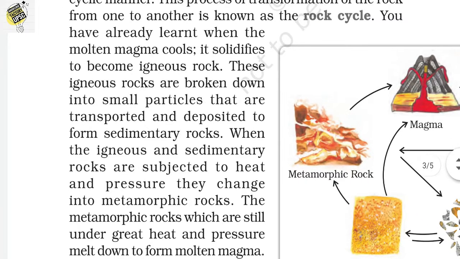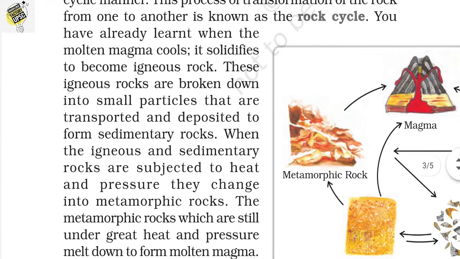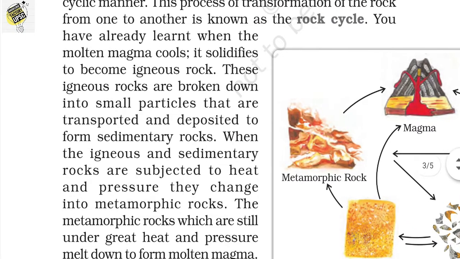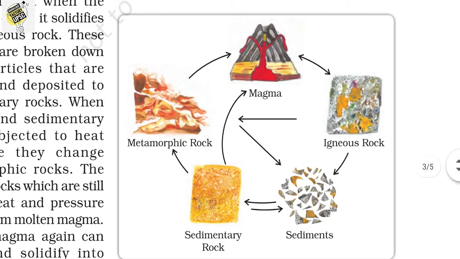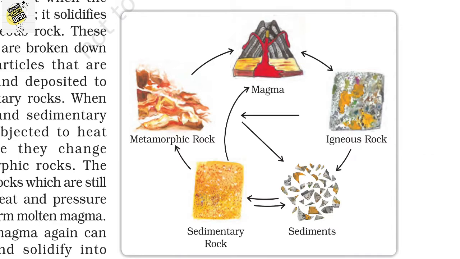We have already discussed that when the molten magma solidifies it becomes igneous rock, and these igneous rocks are broken down into small particles, transported and deposited to form sedimentary rock. These sedimentary rocks, subjected to heat and high pressure, change into metamorphic rock, and these metamorphic rocks still undergo heat and pressure and melt down to form molten magma, which again cools down and solidifies to form igneous rock. So it is a beautiful cycle which represents the rock cycle and shows how rocks change cyclically.